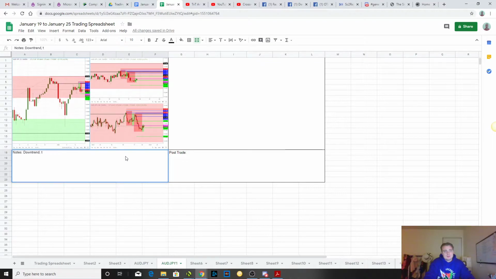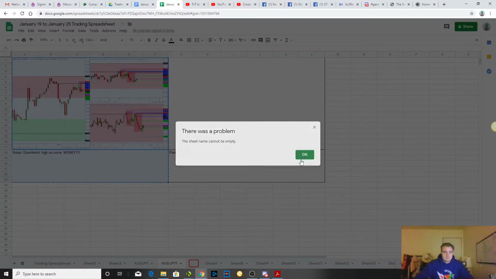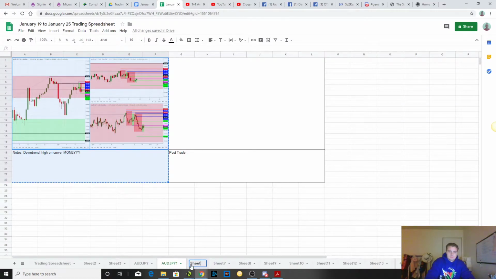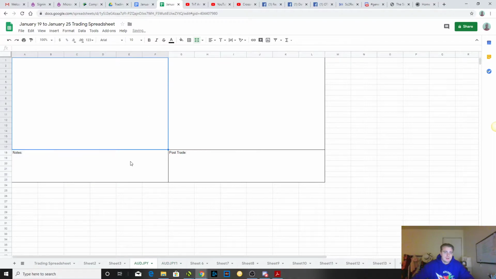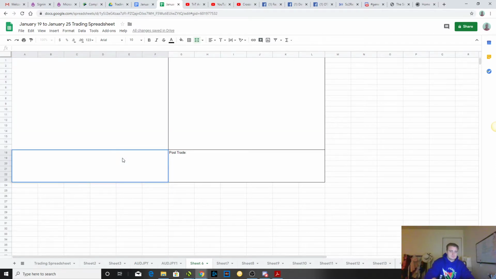Downtrend. High on curve. Money in caps. You gotta put it in caps, otherwise it doesn't count. Otherwise you need more conviction. Sheet 6, okay. There we go. Got a little carried away with my things here.